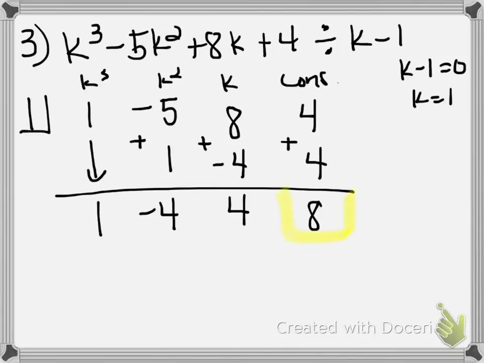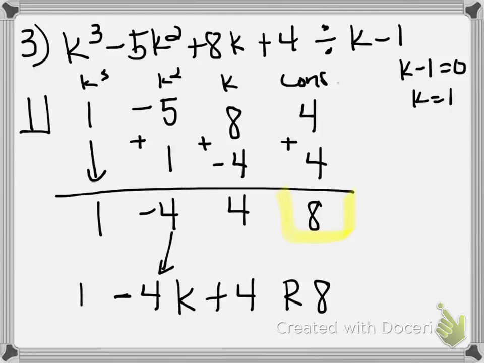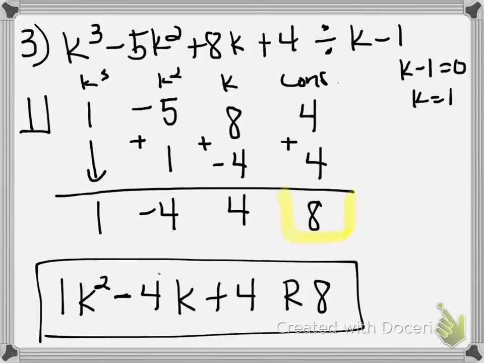So remember, that's my remainder. And so I have a remainder of 8, a constant of a positive 4, and then the next piece is going to be a linear term, so it's going to be negative 4k, because that's where I got that negative 4 from. And then I'm going to have a k squared in this case, which that 1 is going to go there. Okay? So then my final answer is 1k squared minus 4k plus 4, remainder 8.